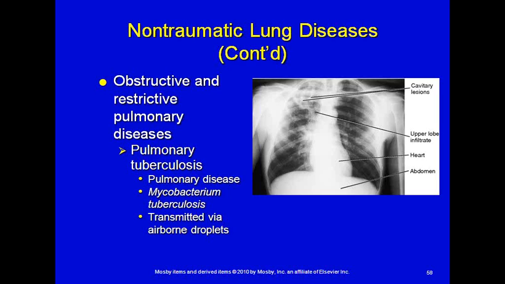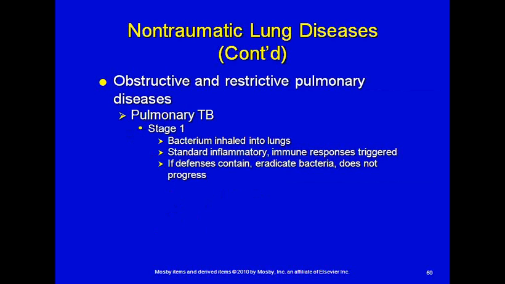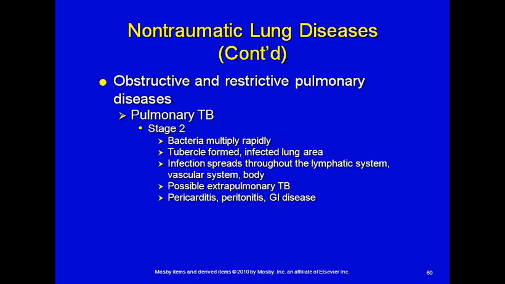Pulmonary tuberculosis is a pulmonary disease caused by Mycobacterium tuberculosis, and it's transmitted via airborne droplets, and it comes in different stages. In stage 1, the bacterium is inhaled into the lungs, and a standard inflammatory immune response is triggered. If defenses contain it, then your body eradicates the bacteria and it doesn't progress to TB. In stage 2, the bacteria multiply rapidly.